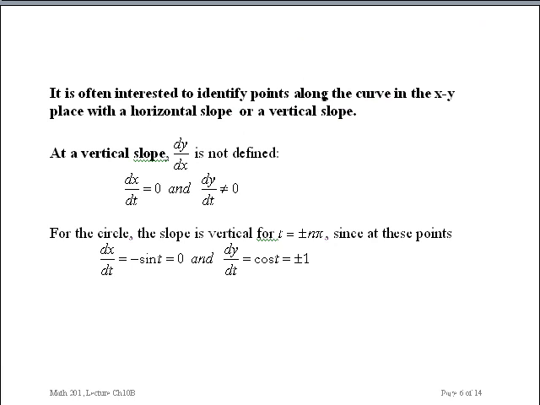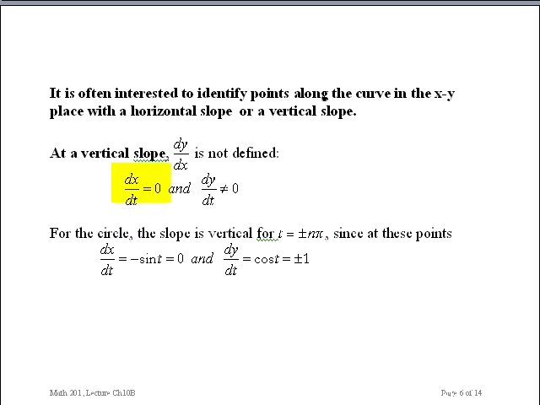It's also interesting to identify points along the curve in the xy plane that have a vertical slope or a horizontal slope. At a vertical slope, dy by dx is not defined. If you remember, I drew you the circle and showed you that at the points where the circle crossed the x-axis, the slope would be vertical. The slope isn't defined at that point because dx by dt is equal to 0.